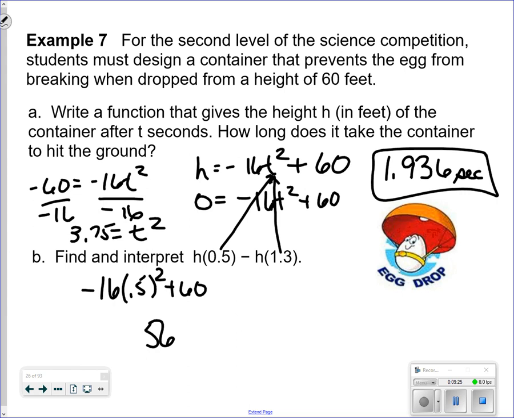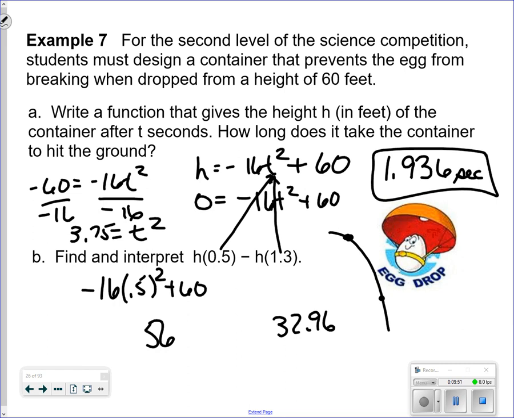And then do the same thing with 1.3. So negative 16 times 1.3 squared plus 60. I get 32.96. Let's interpret this. So I've got an egg that's dropping. It's at 56 feet after half a second, and it's at 32.96 feet after 1.3 seconds.